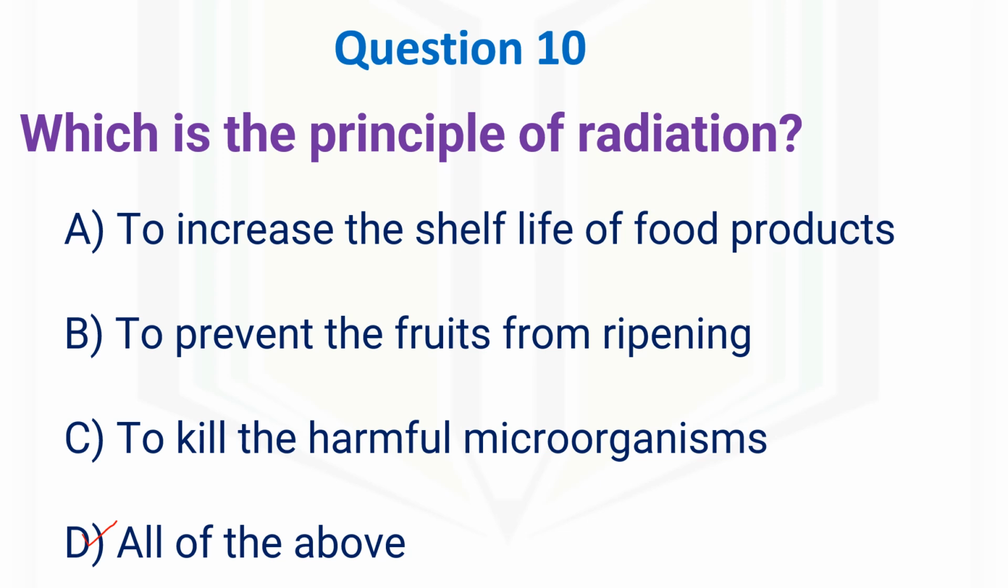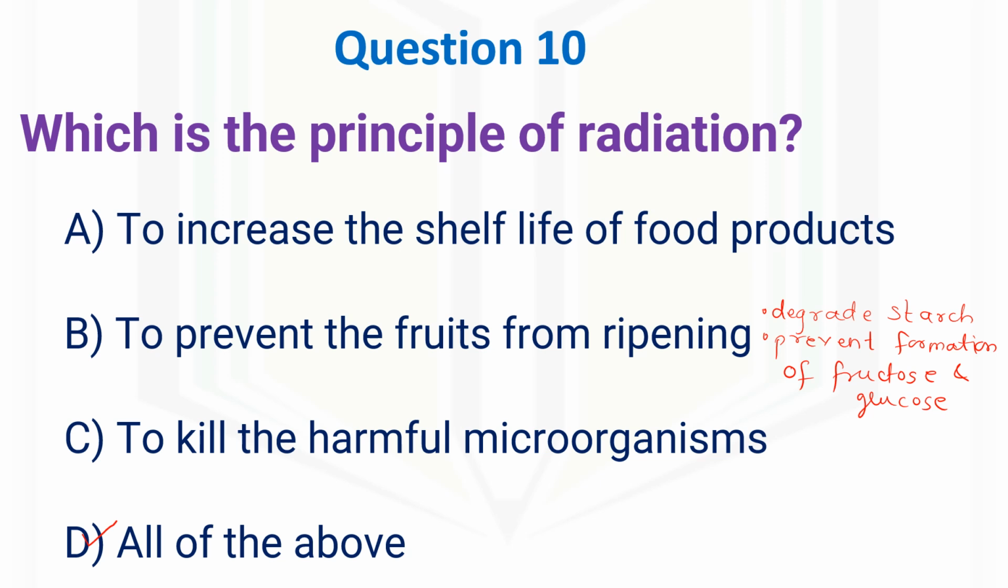So how the radiation prevents the fruits from ripening is it will degrade the starch, and it will prevent the formation of fructose, which is a fruit sugar, and glucose. So once the starch is degraded, it will prevent the formation of both, that is the fructose and glucose, and it will prevent the fruits from ripening.